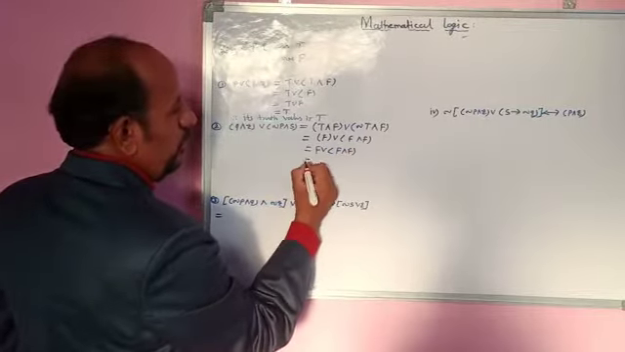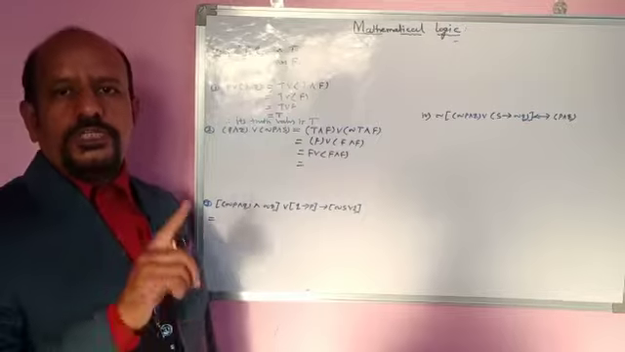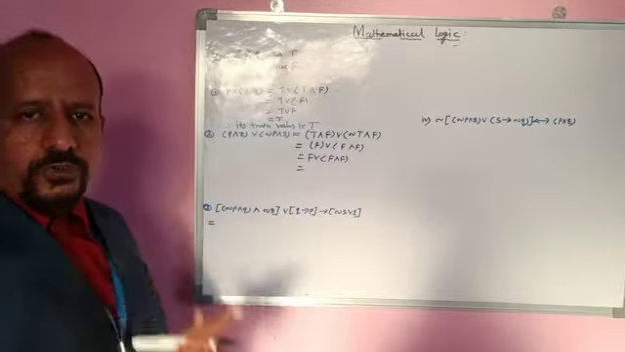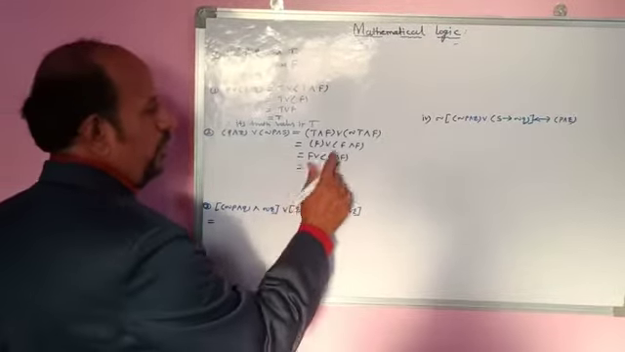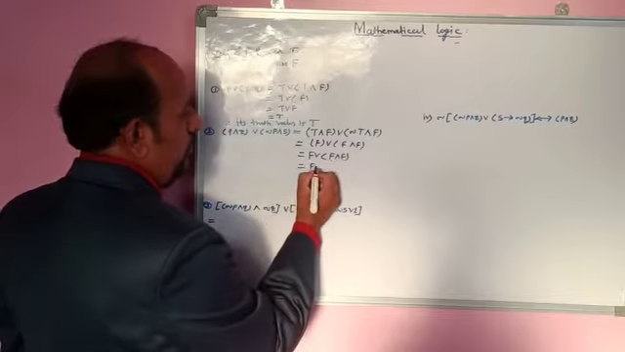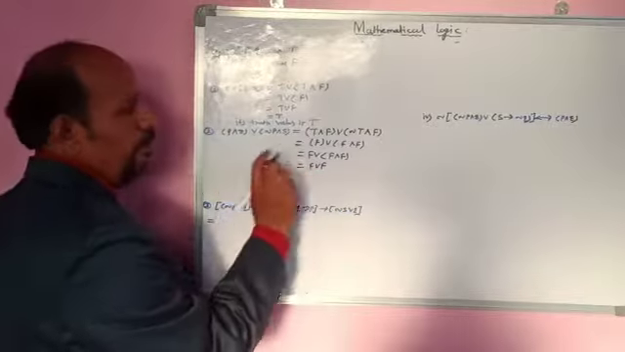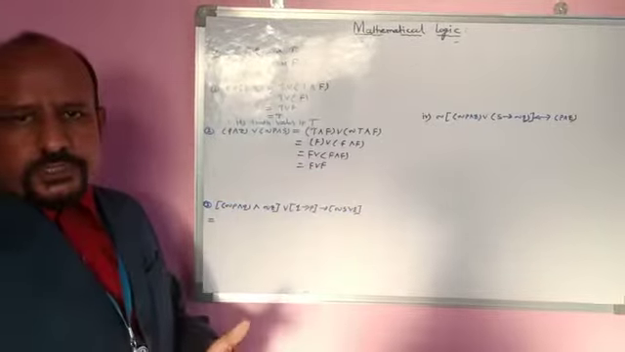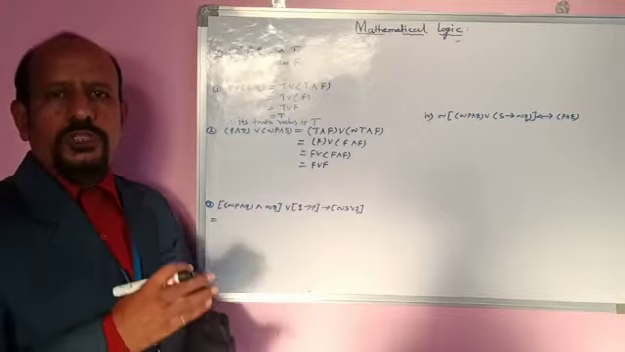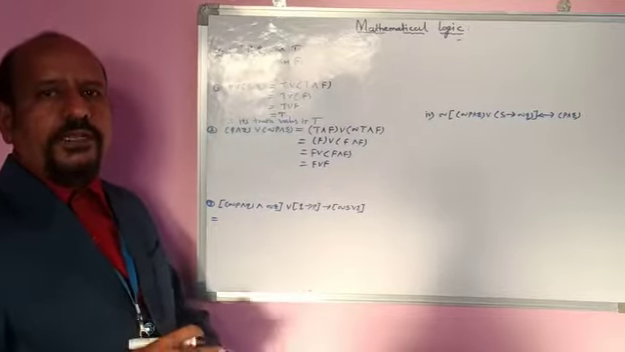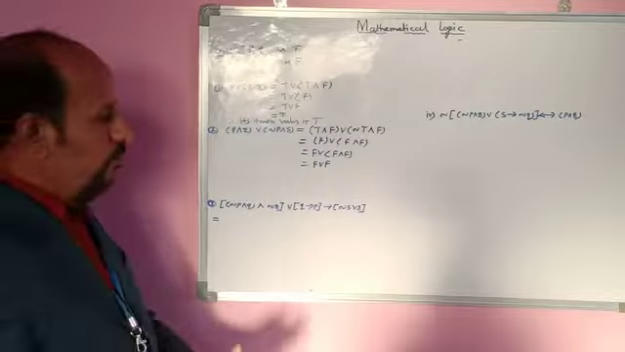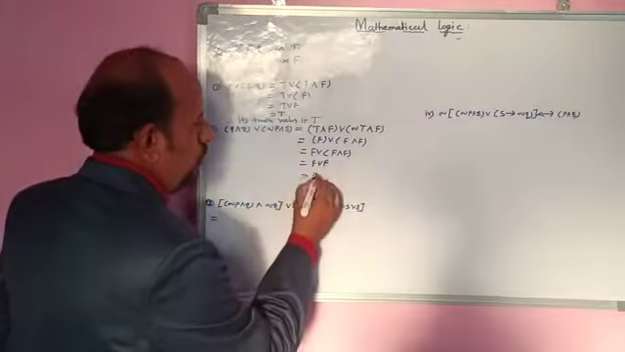We know that in conjunction, if both the statements are true, then the final statement is true, otherwise false. Therefore, F and F is F. Therefore, F or F: it is the table of disjunction, and in disjunction, if both the statements are false, then the final statement is also false, otherwise true. Therefore, it is F.